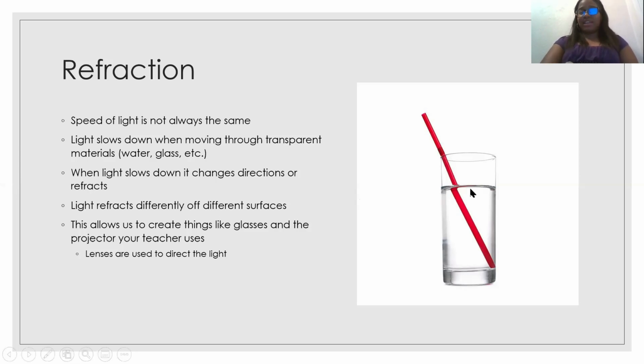This is what refraction is. Literally, when you have a spoon in water, it looks like it's broken or not connected anymore. That is because the light is changing directions. This allows us to create things like glasses, like I'm wearing right now, and to also use the projector your teacher might use in your classroom, because lenses are used to direct the light a certain way. For my glasses, the lenses are made in a certain way so that the light is refracted and directed into my eyes so that I can see things.